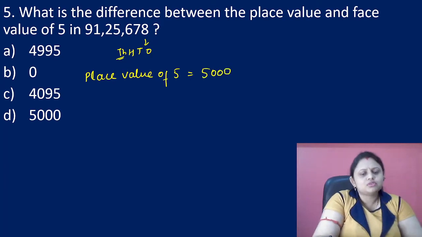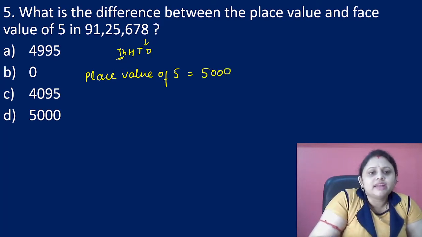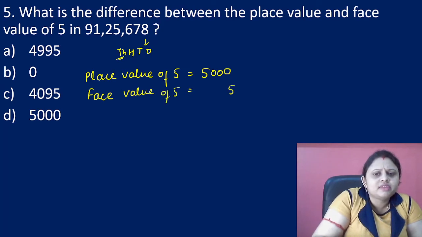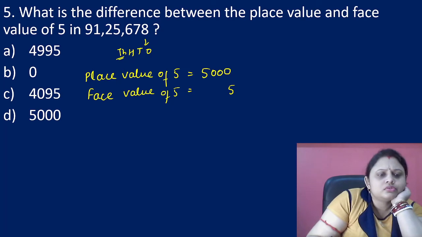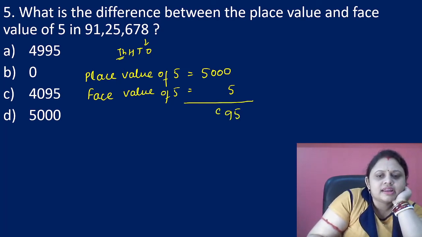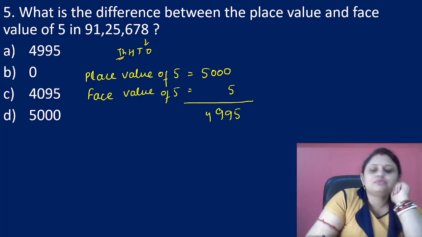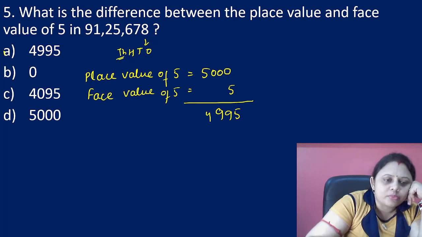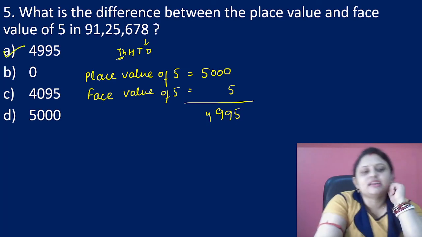5 into 1000 is equal to 5000. And the face value of 5, what will it be? It is 5. We have been asked for the difference. So 5994, the difference is 4995, and the answer is present in option A, that is 4995.